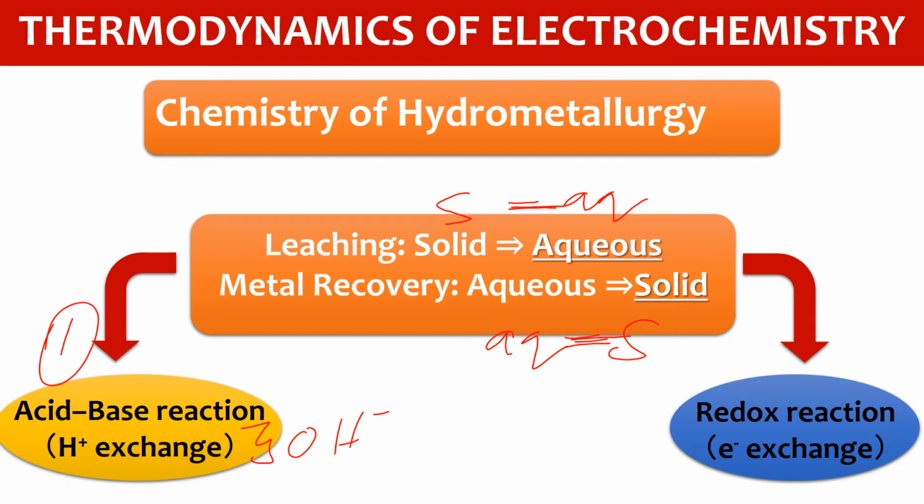And then there is the second part of the chemistry of hydrometallurgy, which is an electron exchange. If there is an electron exchange, this is termed a redox reaction. So these two types of reactions are the important basics of the chemistry happening behind every leaching or every recovery process. It is either an acid-base reaction or a redox reaction, as we have depicted here.